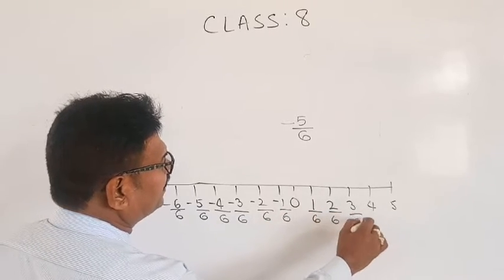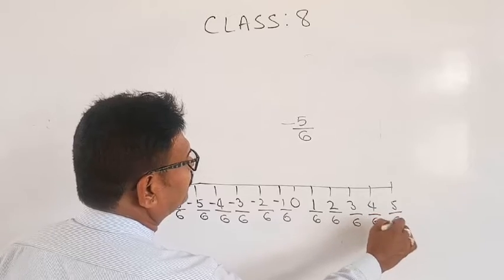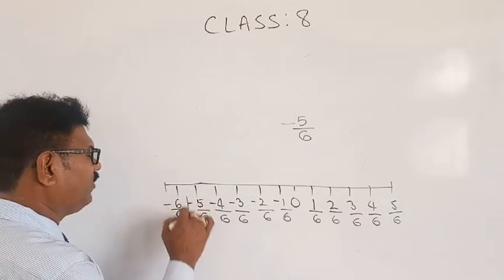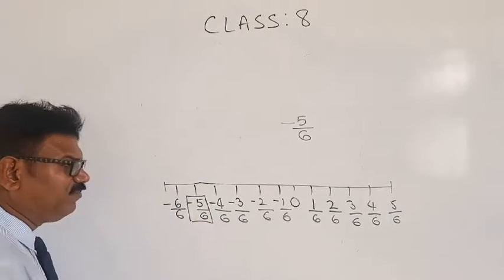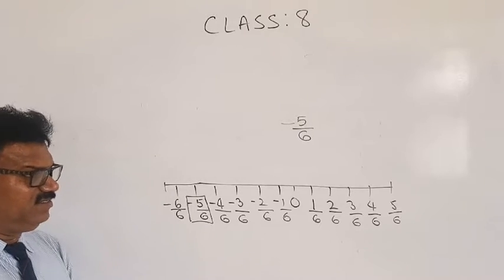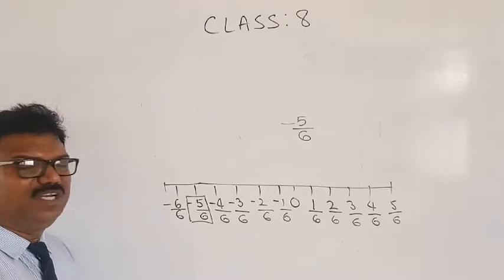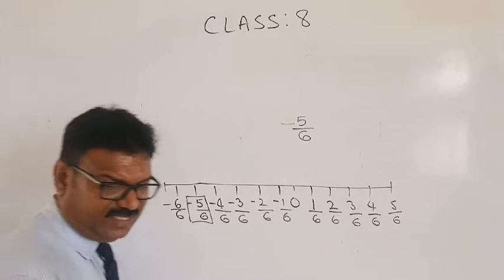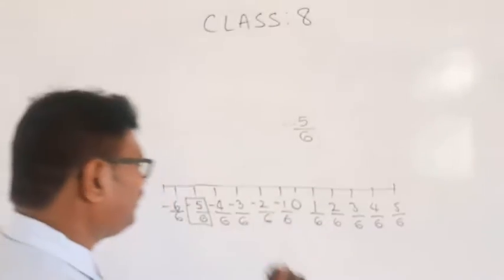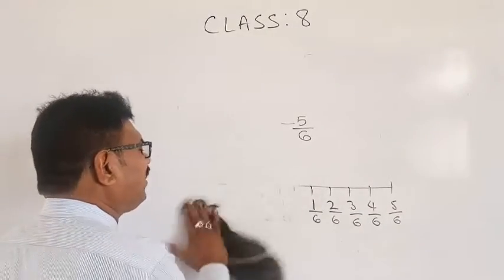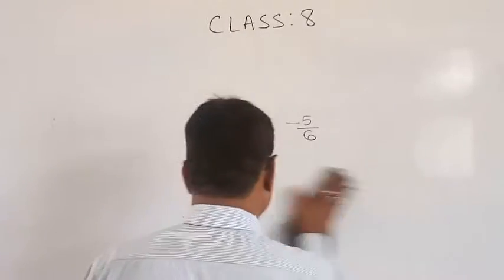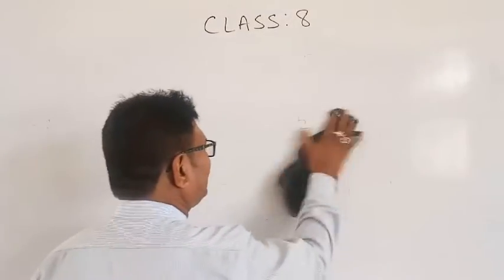There are other methods, but you don't need them. This method is very very important, very very simple. Therefore, what is the answer? Minus 5 by 6 like this. Okay? It is only a 1 mark question, that much only. More than that they will not give. If they ask a 3 marks question, they will give 3 different numbers to locate on the number line.